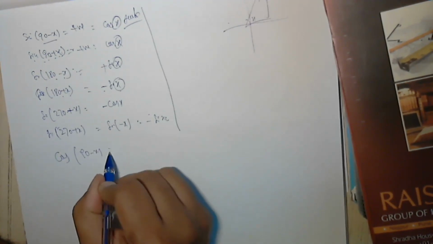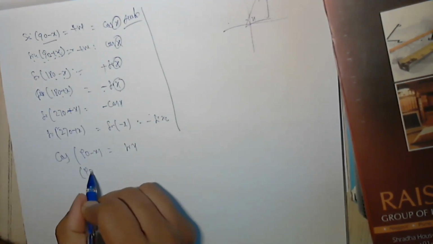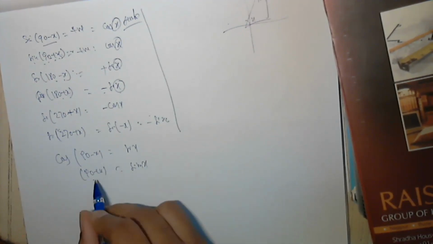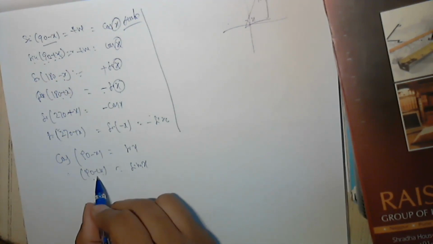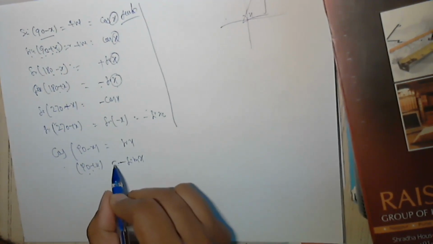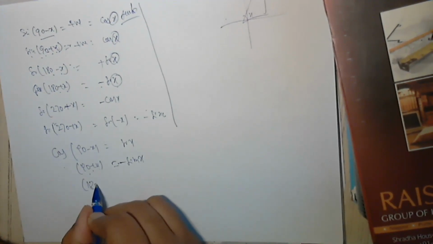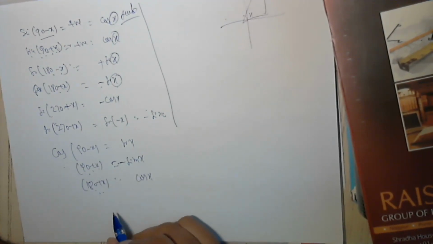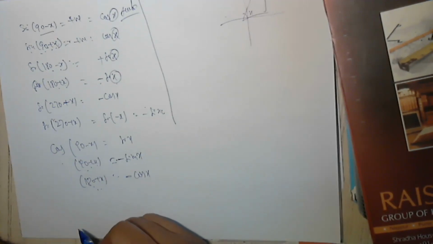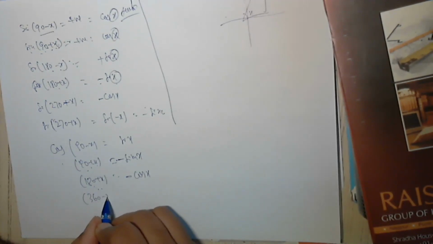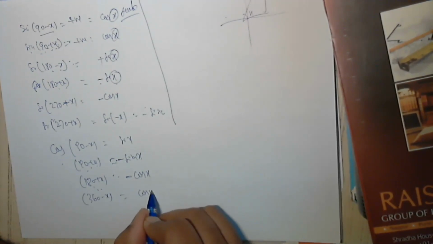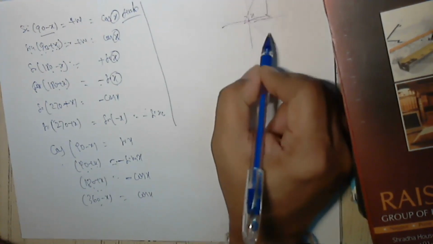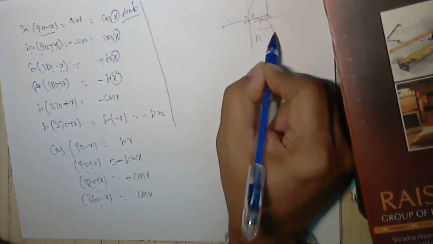Cos of 90 minus x is sine x. Cos of 90 plus x. Cos 90 plus means a complementary angle. 90 plus is the second quadrant, cos is minus in the second quadrant, so minus sine x. Cos of 180 plus x is in the third quadrant, so it is minus cos x. Cos of 360 minus x is cos x, because in the fourth quadrant cos is positive. x by r is positive.